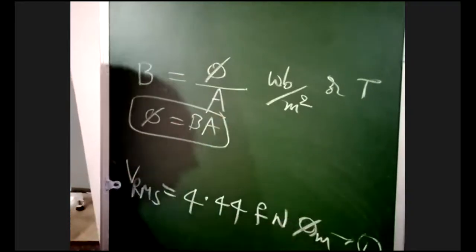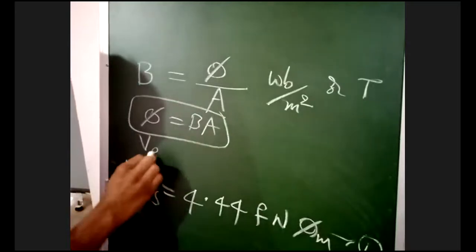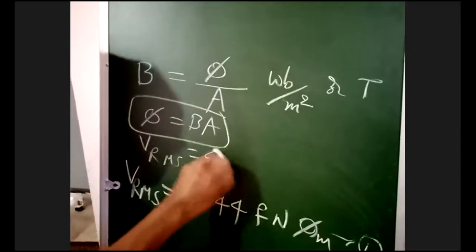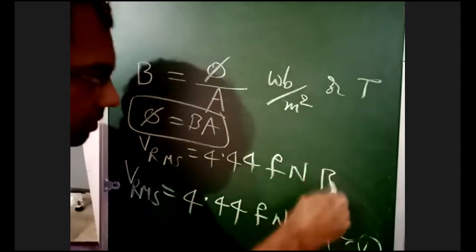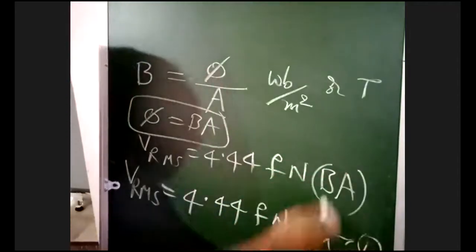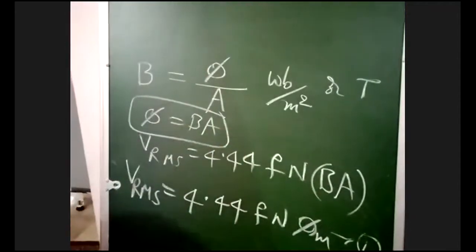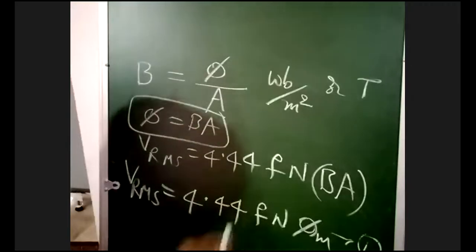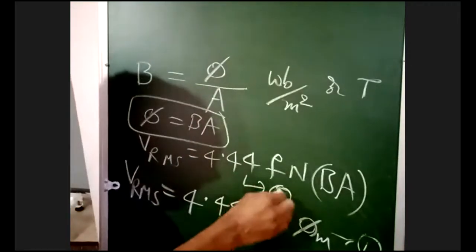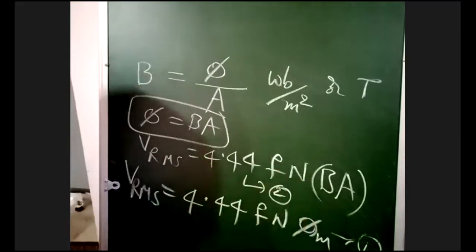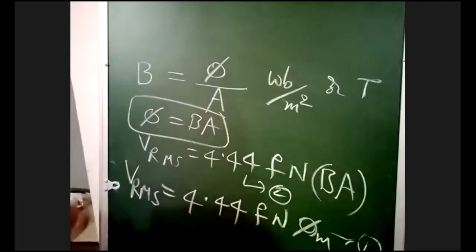Substitute this here in place of phi. Therefore, VRMS is equal to 4.44 F N B A, because phi is equal to BA. Let it be equation 2. This formula also you have to remember. Nothing, just if phi is equal to BA, we are substituting. From the exam point of view, remember these two formulas.